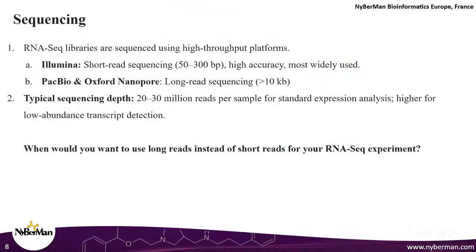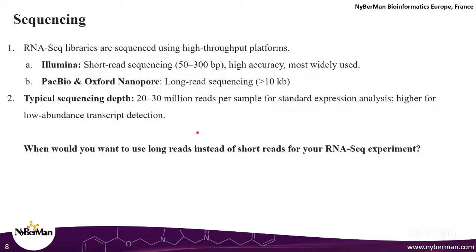So now that we are done with the library preparation, the next step is the actual sequencing, right? This is exactly what we saw yesterday, how sequencing happens inside those machines. Once the RNA-seq libraries are prepared, they're sequenced using these high throughput platforms. You would ideally use Illumina for short read sequencing, and PacBio or Oxford Nanopore for long read sequencing.